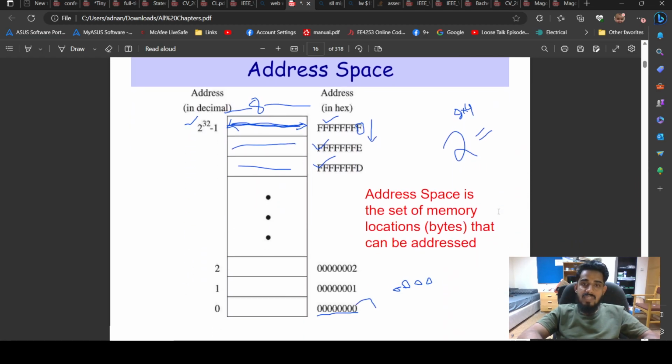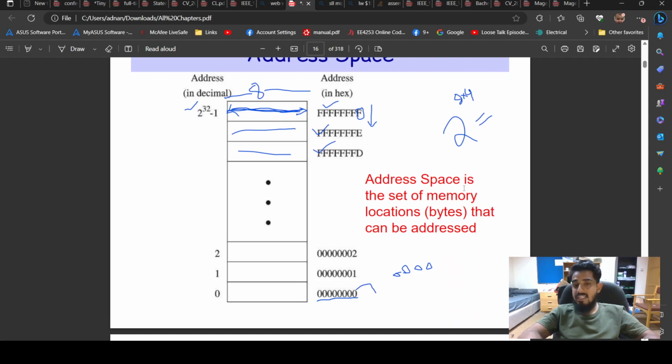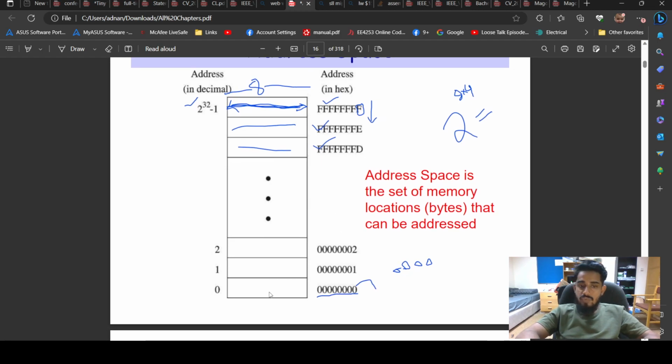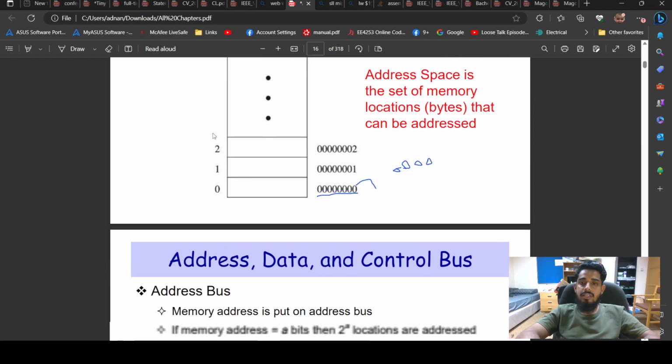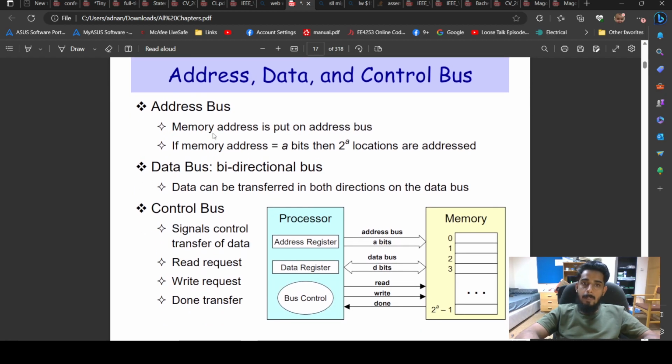As I told you, address space is the set of memory locations in bytes that can be addressed. So how many bytes can we address? 2 raised to the power 32 minus 1. Again, what is the address bus, what is the data bus, and what is the control bus? Here we will see the address bus.